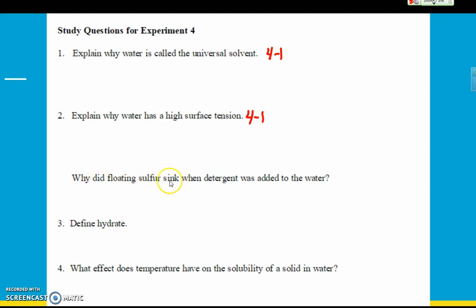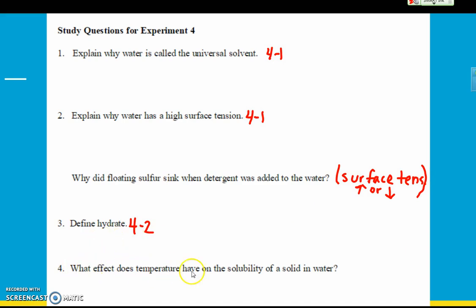Why did floating sulfur sink when detergent was added to the water? I want you to think about what happened to the surface tension when the detergent was added. Did it decrease or increase? So think about surface tension for this. And you know that because of what happened to the sulfur. Define a hydrate. That definition was on 4-2.